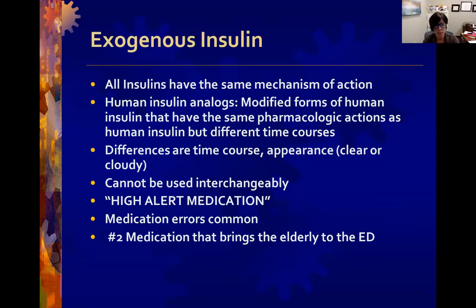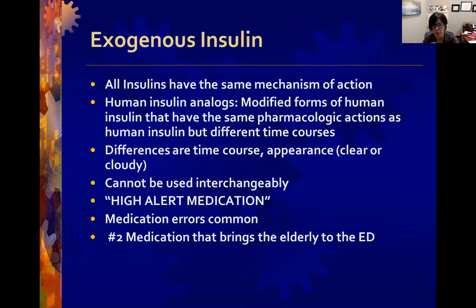Human insulin analogs are modified forms of insulin that have the same pharmacological action as human insulin with different time courses. So you recall last year we talked about how the insulin used to come from pigs' and cows' pancreases. Now we've extracted it as a human form. Again, insulin, all the same mechanism of action, but the time courses are different. In appearance, it can be clear or it can be cloudy, and they cannot be used interchangeably.